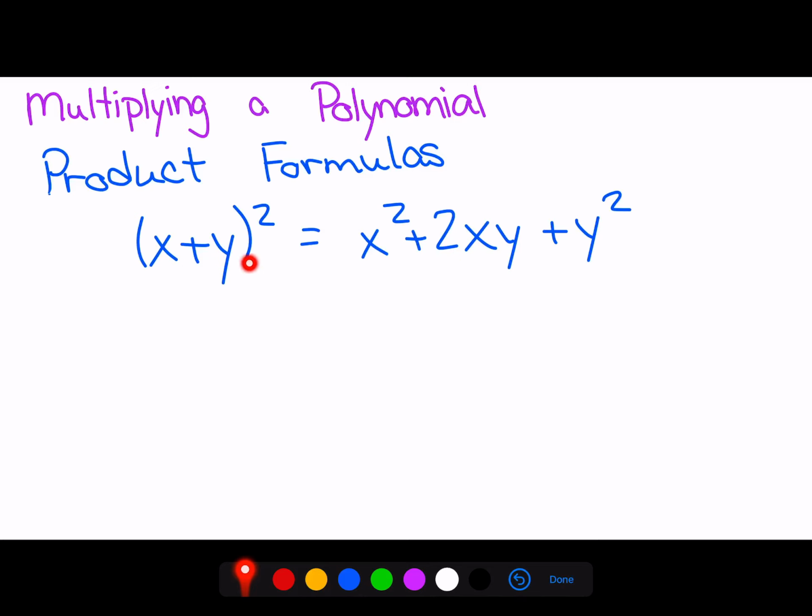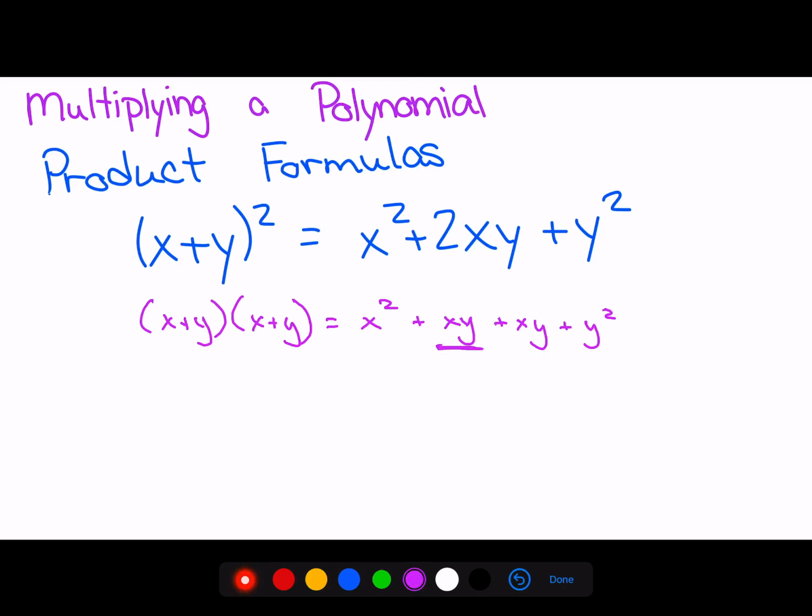The reason that we do that is because when we FOIL, let me show you real quick, x plus y times x plus y turns to x squared plus xy plus xy plus y squared. So the reason that this 2 comes about is because I have 2 xy's, right? So if I were to combine these like terms here, this would turn into x squared plus 2xy plus y squared. So that's where this 2 comes from. I'm combining these 2 terms here.